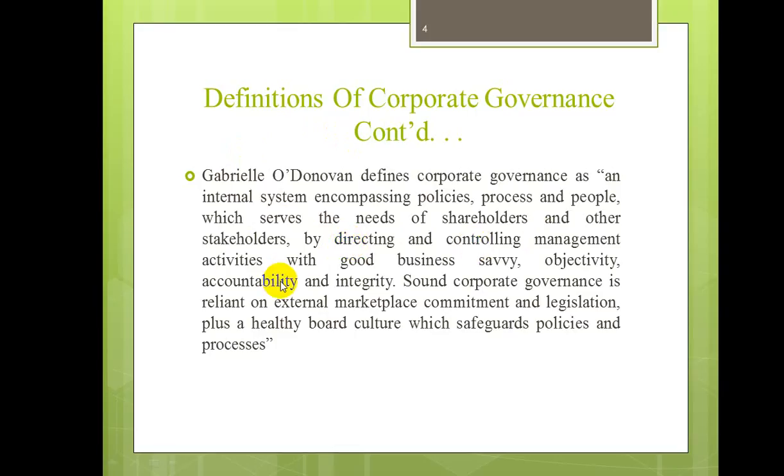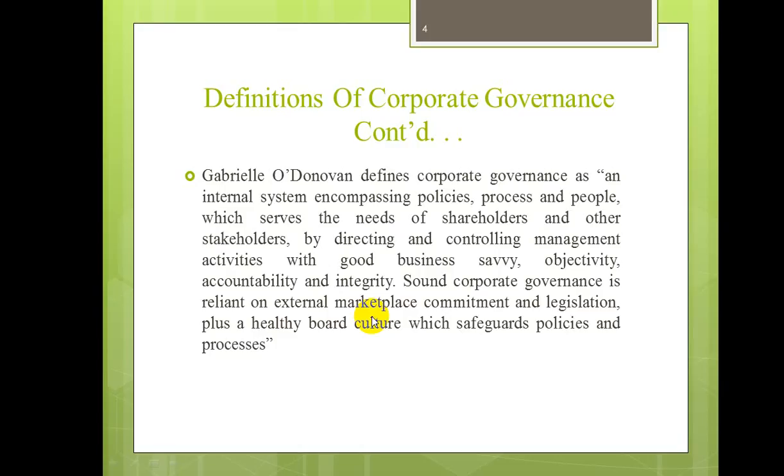Management activities with good business savvy. Savvy means practices. Now, objectives: accountability and integrity. Sound corporate governance is the reliance on external marketplace commitment and legislation, plus a healthy board culture, which safeguards the policies and processes. So the overall definition is based on the two things that we hear.